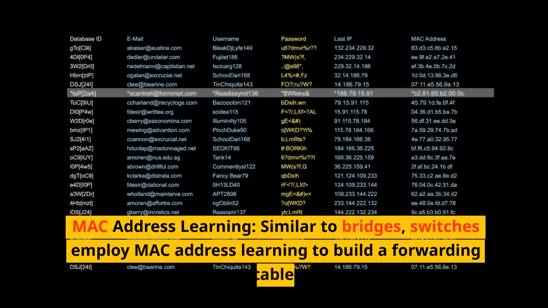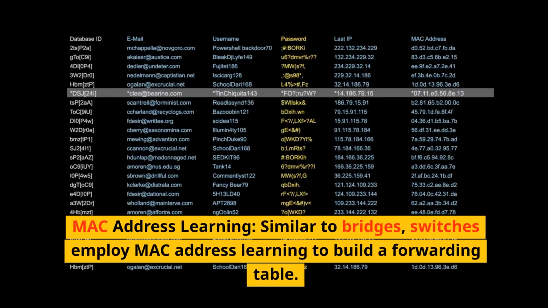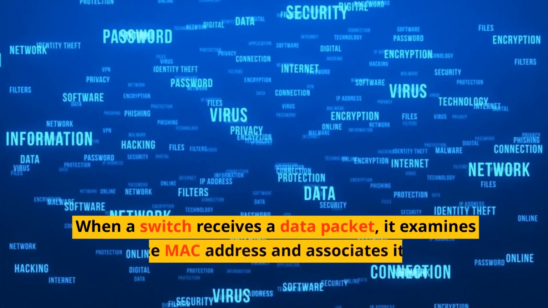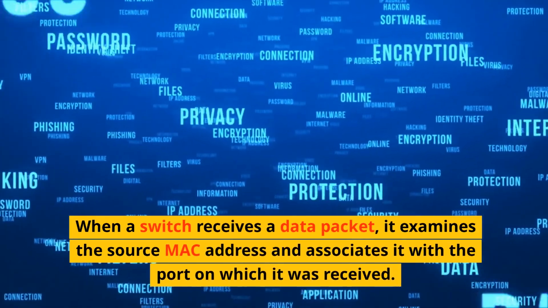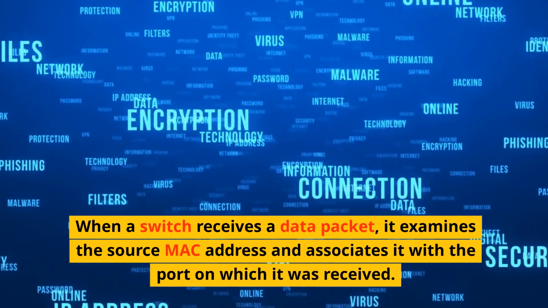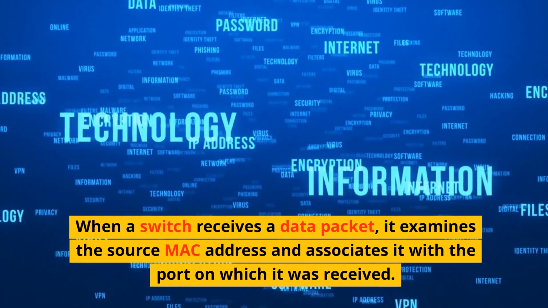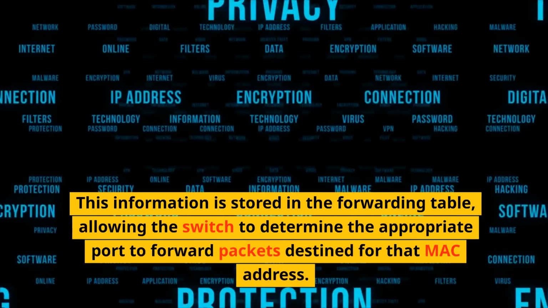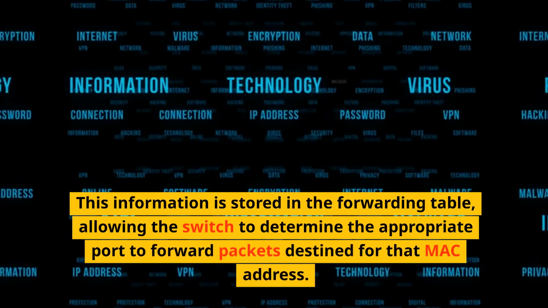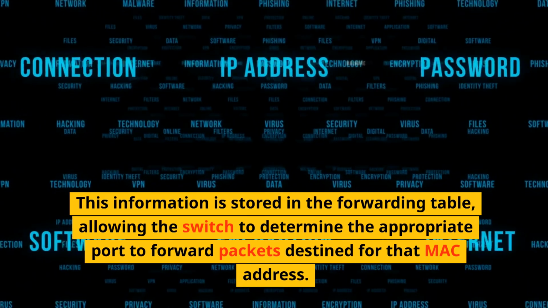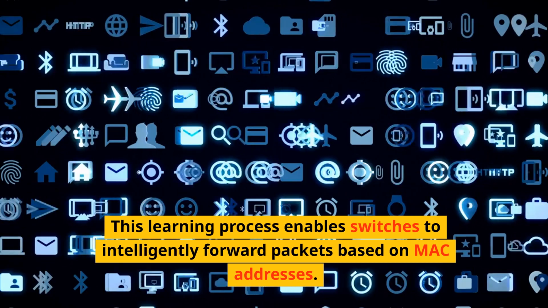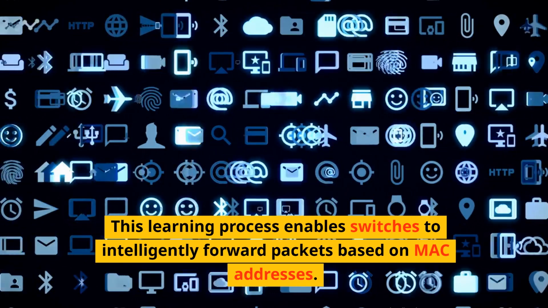MAC address learning. Similar to bridges, switches employ MAC address learning to build a forwarding table. When a switch receives a data packet, it examines the source MAC address and associates it with the port on which it was received. This information is stored in the forwarding table, allowing the switch to determine the appropriate port to forward packets destined for that MAC address. This learning process enables switches to intelligently forward packets based on MAC addresses.